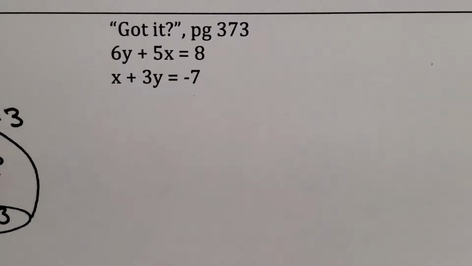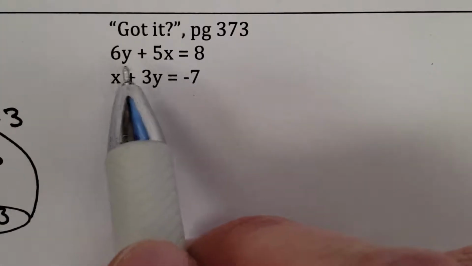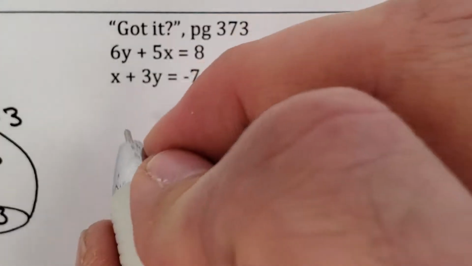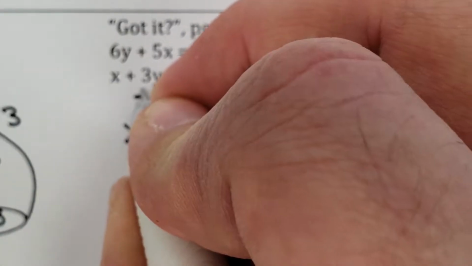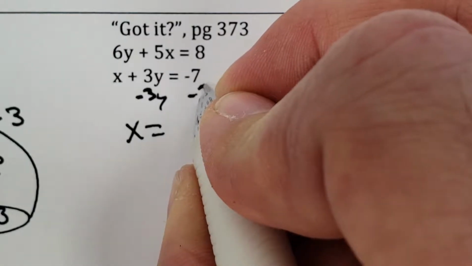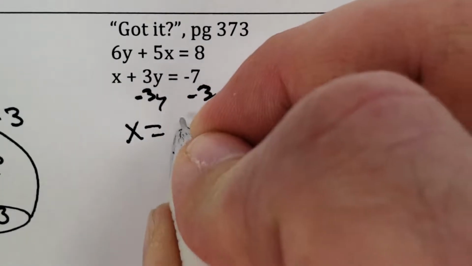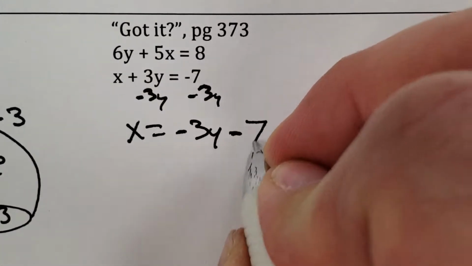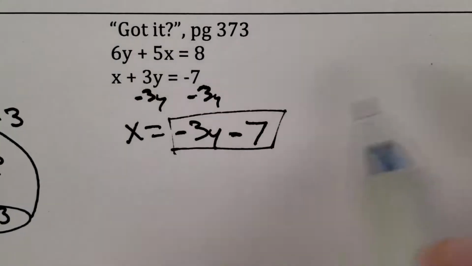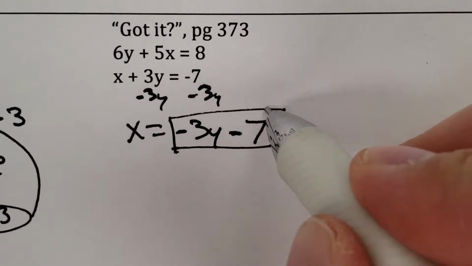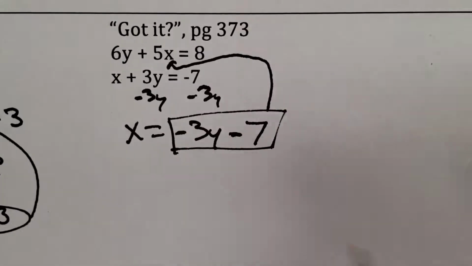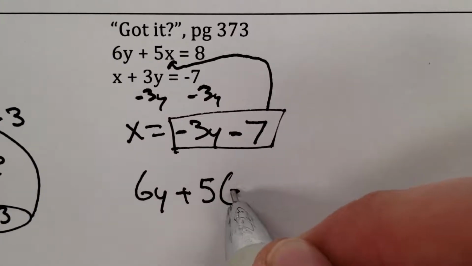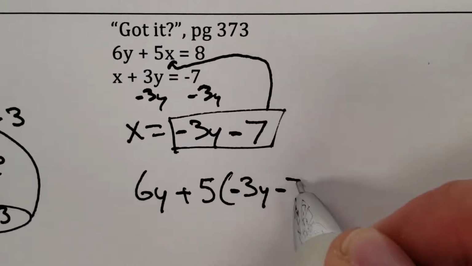So I'm just going to start this one because I'm pretty sure I'm going to mess it up. X is almost all by itself, but not quite. So rewrite: x is going to equal, get rid of y. The y value is going to move over. X is going to equal a negative 3y minus 7. I'm going to stop right after this. X equals stuff. Stuff is going to go in for x. So you're going to have 6y plus 5 times negative 3y minus 7.